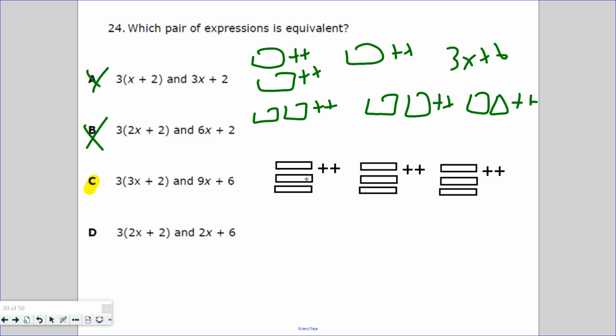3 groups of 3x plus 2, 3x plus 2, 3x plus 2. How many x's did we draw? 9 x's. And how many positives? 6. Oh, C makes sense.